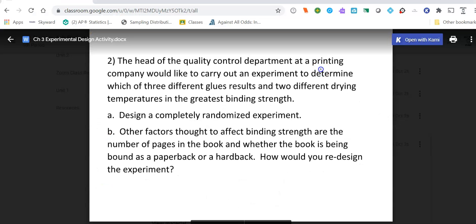All right, question 2. The head of the quality control department in a printing company would like to carry out an experiment to determine which of 3 different glues results and 2 different drying temperatures.